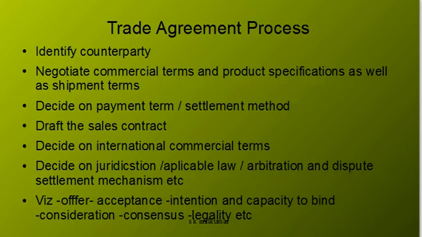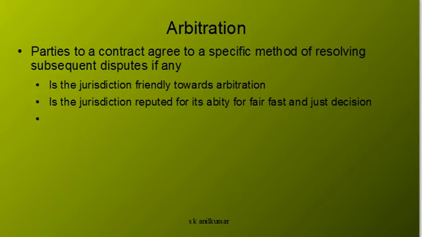and they also have to decide upon the jurisdiction and the applicable law, and whether arbitration and dispute settlement mechanism will be applicable, so that in case there is a problem in the commercial contract, how it will be settled. So there should be offer, there should be an acceptance, there should be an intention to agree, there should be capacity to contract and bind themselves, there should be consideration, and there should be consensus. The party should consent to what they are signing themselves to, and the purpose should be legally valid purpose. Only then the trade agreement will become a valid executable contract.